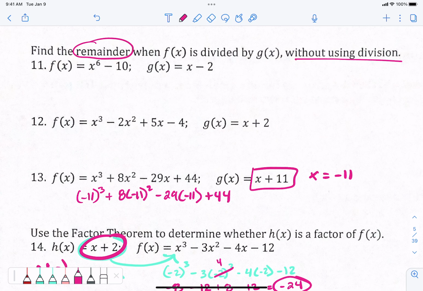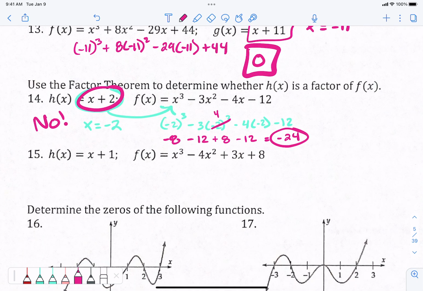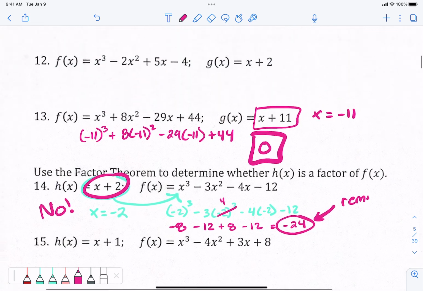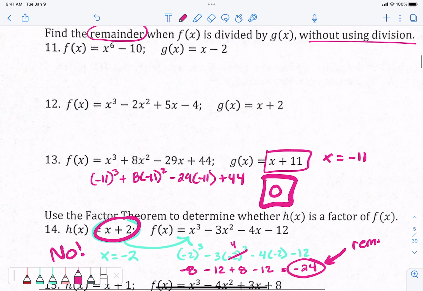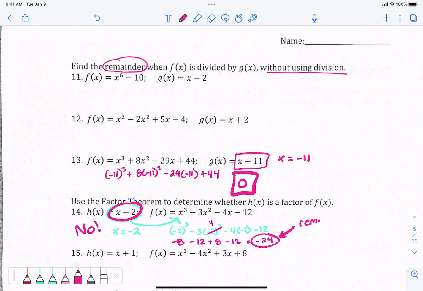So find the remainder. What's that mean? Is 0 the remainder? 0 is the remainder, right? Now, if they were asking whether this is a factor or not, yes, it would be, because it has no remainder. But they're not asking that. They're just saying find the remainder. That's the difference between 14 and 15. Here they're saying, is it a factor? The fact that we got a remainder of negative 24 means no, it's not a factor. So 14 and 15 are asking pretty much the same thing as 11 through 13, just one more step: now that you know the remainder, does that mean it's a factor or not?